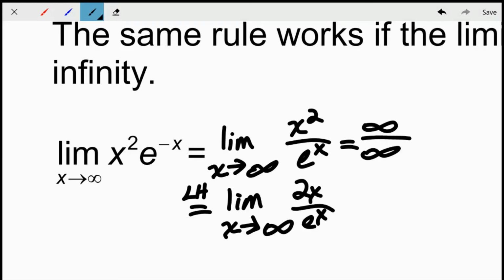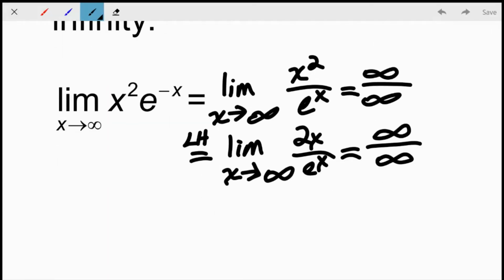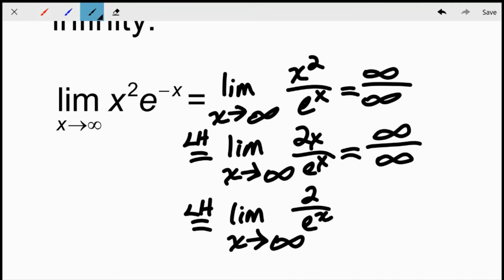Well, unfortunately, we still have infinity over infinity. But you can see that if we were to continue on, the next step, I'm going to come to a solution here. So I'm going to use L'Hopital's rule again. So I've got the limit as x approaches infinity. And here I've got 2 over e to the x. And now when I apply that limit as x approaches infinity, this is going to approach a value of 0, which is what I was expecting based on the graph.